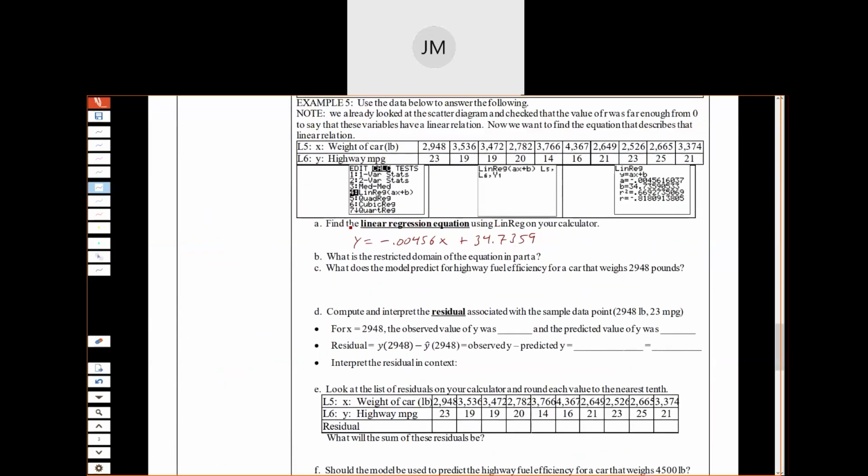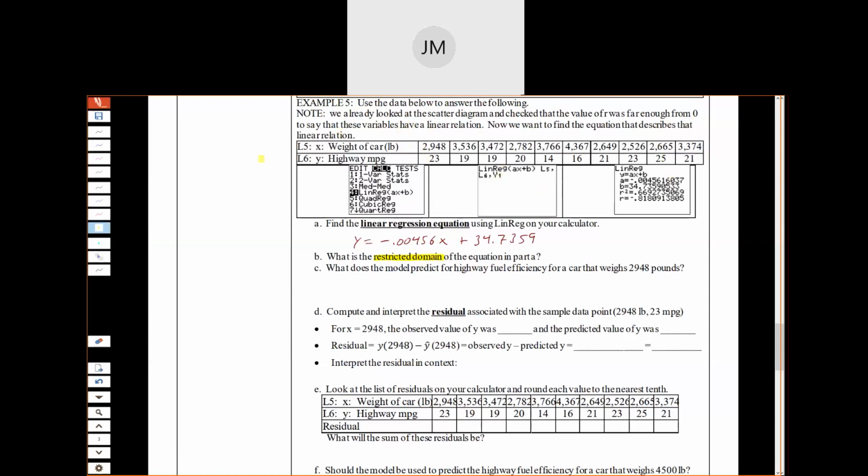The restricted domain says we only want to use x values that look like the x values that we used to come up with our equation. So our restricted domain is just going to be: make sure you stick to x values that are in the same range as the x values that we started with. We're going to use the smallest and biggest x values as boundaries.